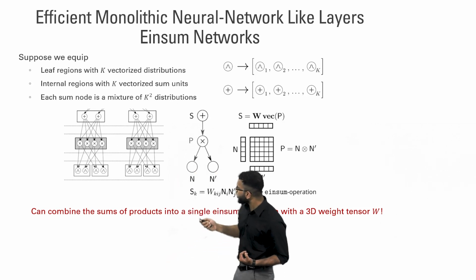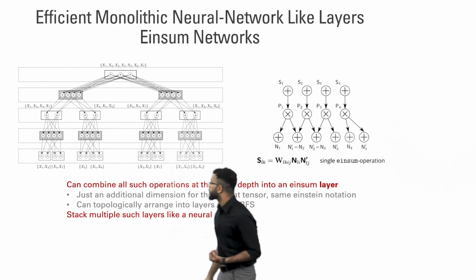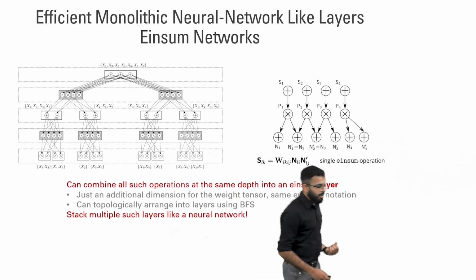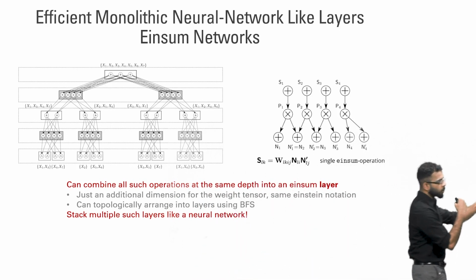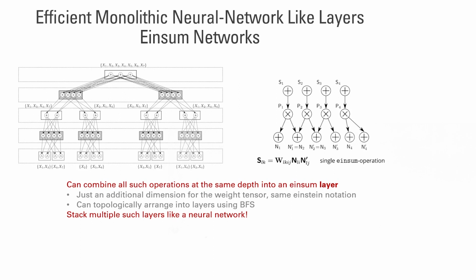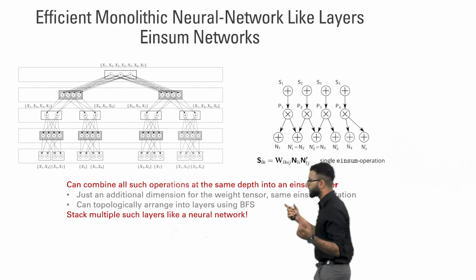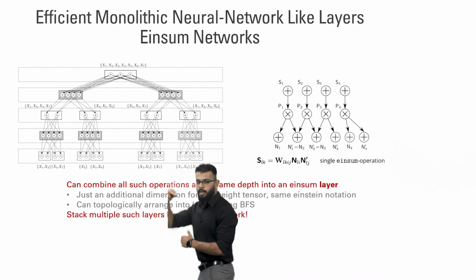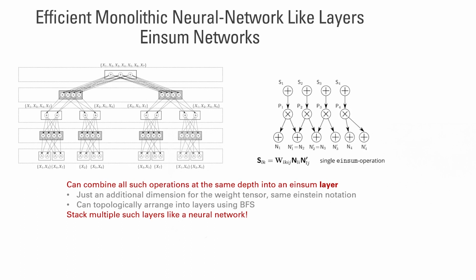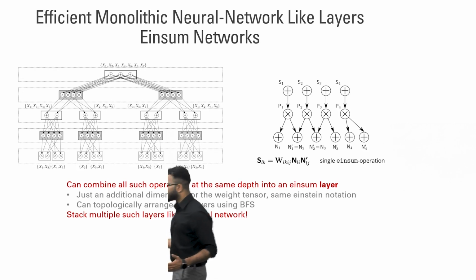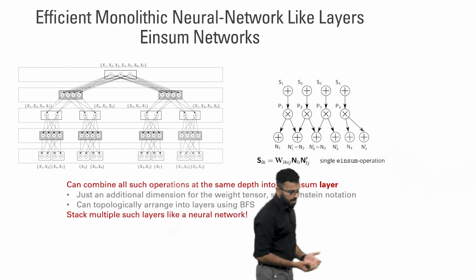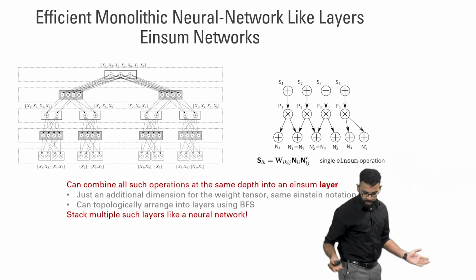And so when you do this, instead of having two different types of operations, products and sums, you now have one single homogeneous layer, think of it like a neural network layer, that does this sum product operation in a single Einstein operation, which we call an Einstein operator. So you can combine all such operations at the same depth into a huge layer, which is similar to what you have in a neural network layer.